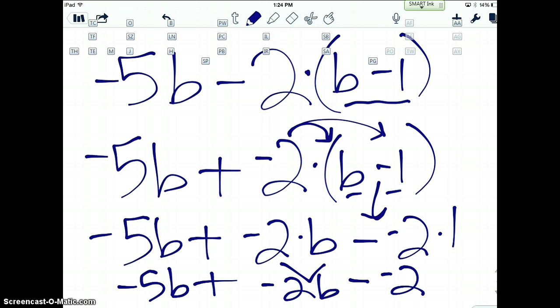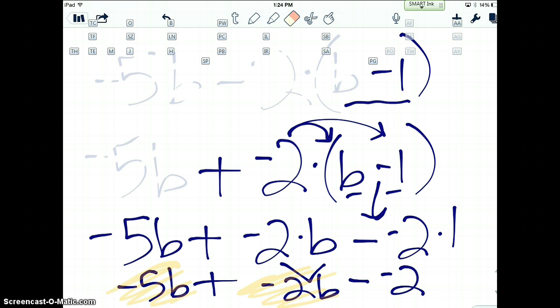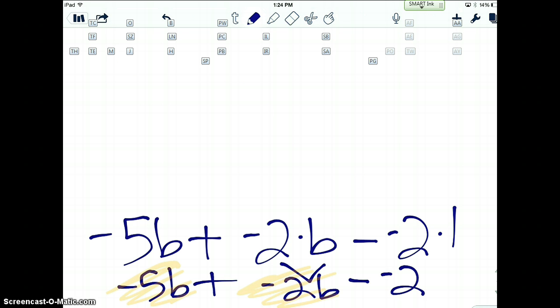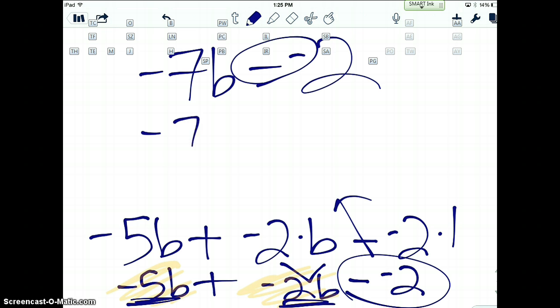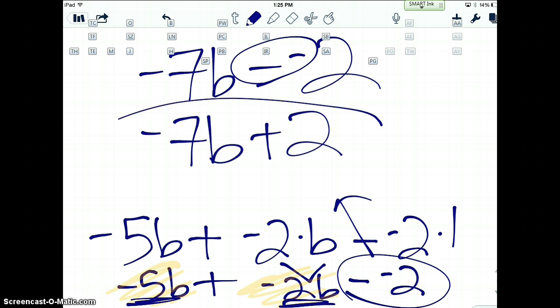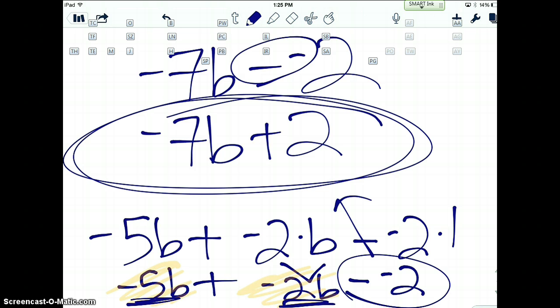And then I can see that I have like terms. I have -5b and I have -2b that could be put together. So I'm going to finish this problem up here. So I will have negative 5b plus negative 2b would be negative 7b. And then I will bring that up, minus negative 2. Again, that's fully not simplified because I could actually know that subtracting a negative is the same thing as just adding, writing an addition sign. So there is my simplified answer.